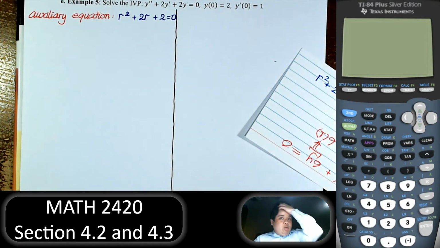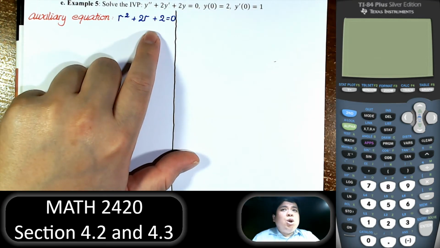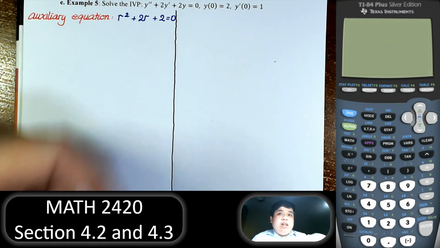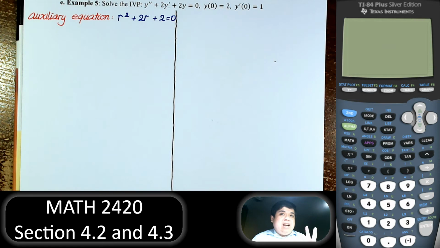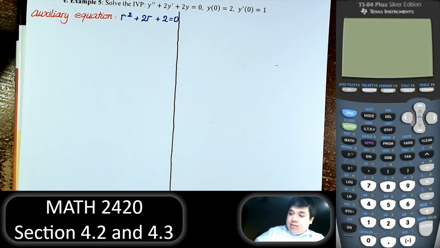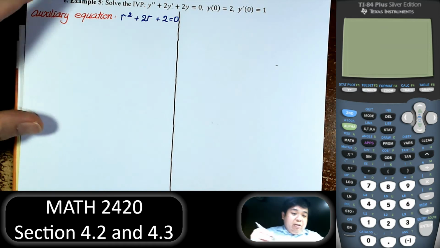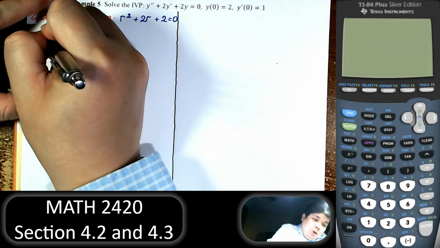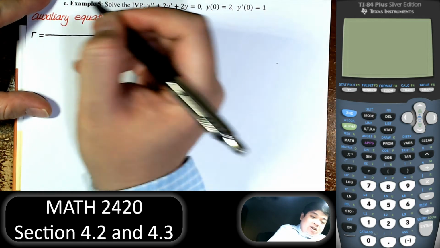Right, try to factor. If it is 2, it has to be 1 times 2. And there's no way we can combine 1 and 2, add or subtract, to give us 2. So, quadratic formula. Like I said, even if you can factor, quadratic formula always works, whether we can factor or not.